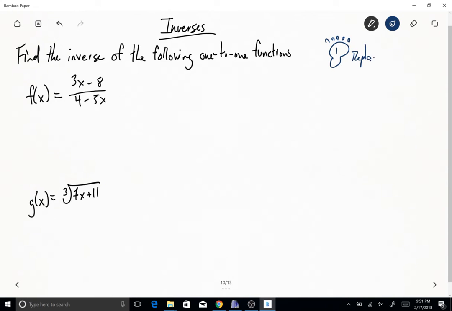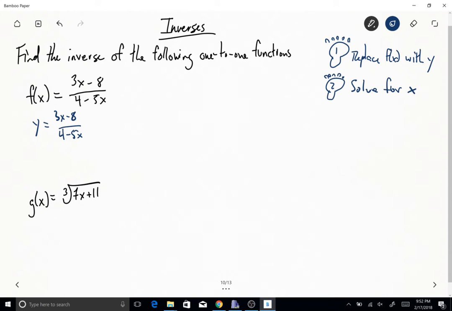Replace f of x with y. So in our first case, y equals (3x minus 8) over (4 minus 5x). Brings us to step 2. And so step 2 is solve for x. Sounds simple, but that's the hardest part. That's the whole gist of this.